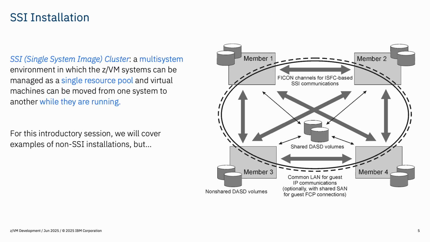An SSI, or Single System Image Cluster, is a multi-system environment in which a few different ZVM systems can be managed as a single resource pool. So there are certain shared DASD volumes between all 4 of these members that can be managed as a group. The great advantage of doing this is that virtual machines can be moved from one system to another while they are running. For this introductory session, we'll be covering examples of non-SSI installations, but I did want to touch on a few of those differences that you might expect to see if you do an SSI installation.